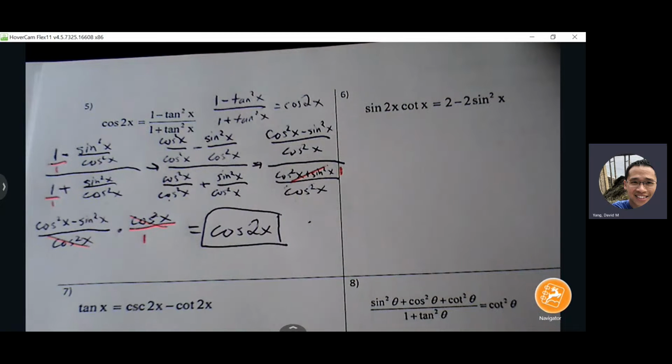If you made 1 plus tangent squared x into secant squared x, yeah, that could work too, right? Then you'll get 1 over secant squared x, which is cosine squared, minus tangent squared over secant squared. You would still have to use the identities, but that works too, yeah.